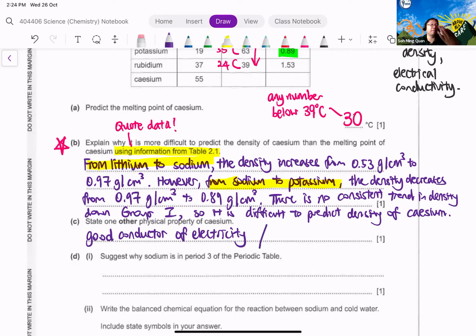Otherwise, you can also try to remember group 1 metals, the alkali metals are very unique because they are very soft. They are very easily cut. All right, so this is quite unique to group 1.